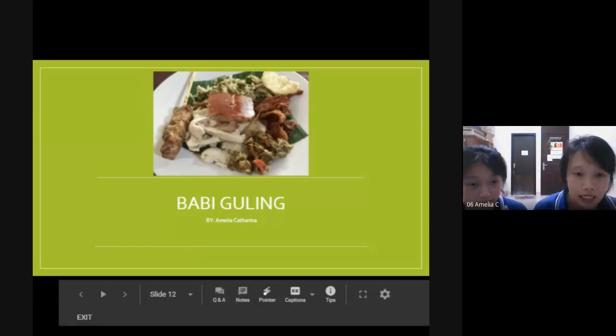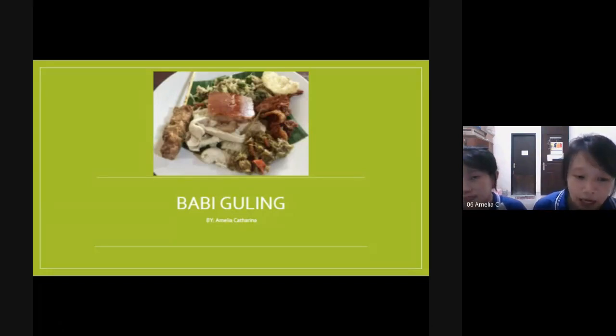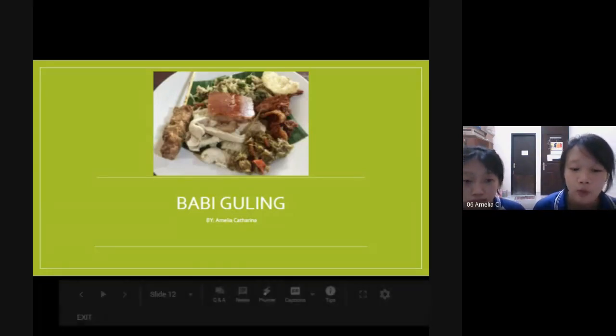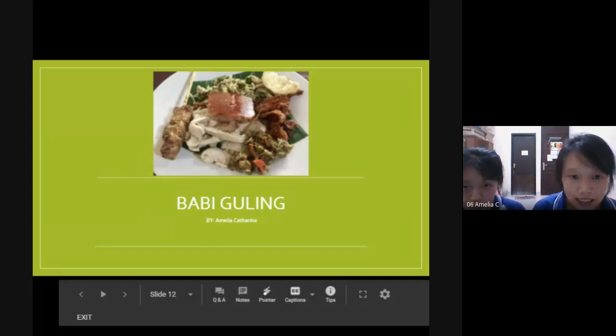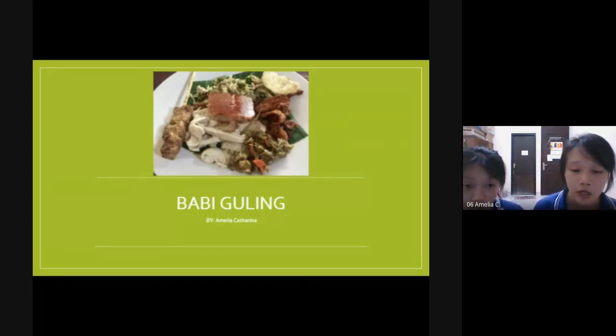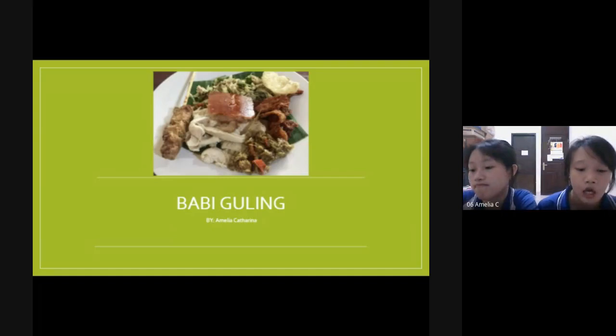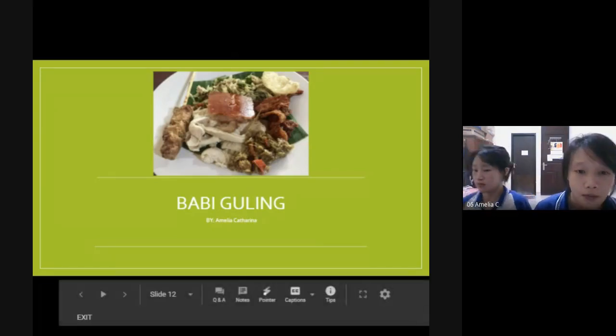The next one is babi guling, or roasted pig. In Bali, babi guling is one of the most famous cultural dishes. Babi guling was originally made as a ceremonial offering to the Balinese Hindu gods, with the pig served whole to present perfection and abundant grace to the gods. You can find the roasted pig in restaurants and warungs in Bali too.